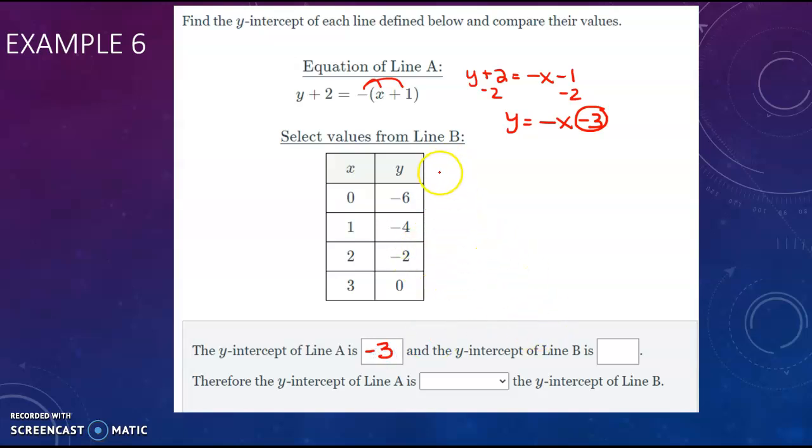Y-intercept of line B. Now remember, your y-intercept is where x equals 0. And they were super nice, and they even put it in the chart for us. So line B, negative 6. Therefore, the y-intercept of line A is greater than the y-intercept of line B.